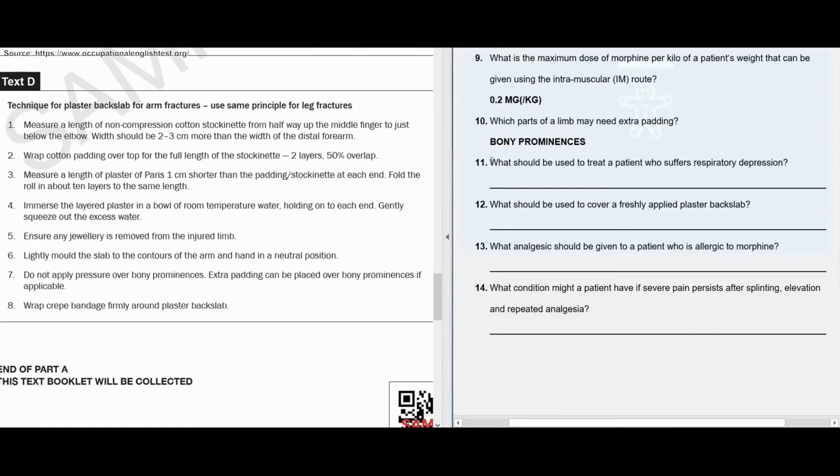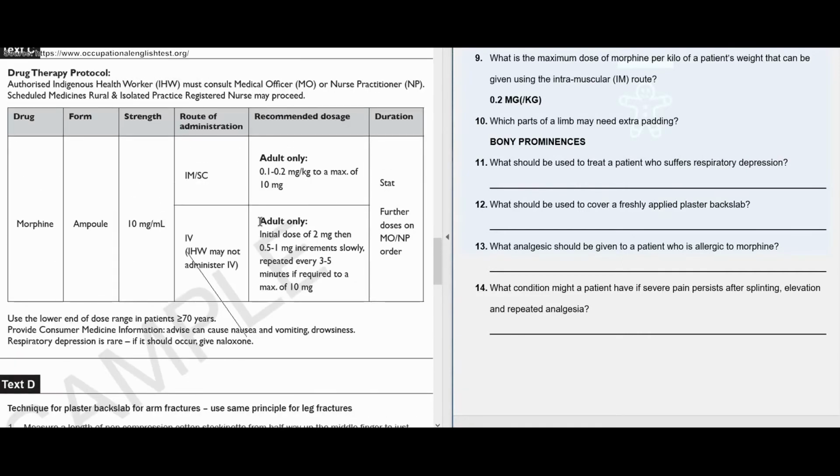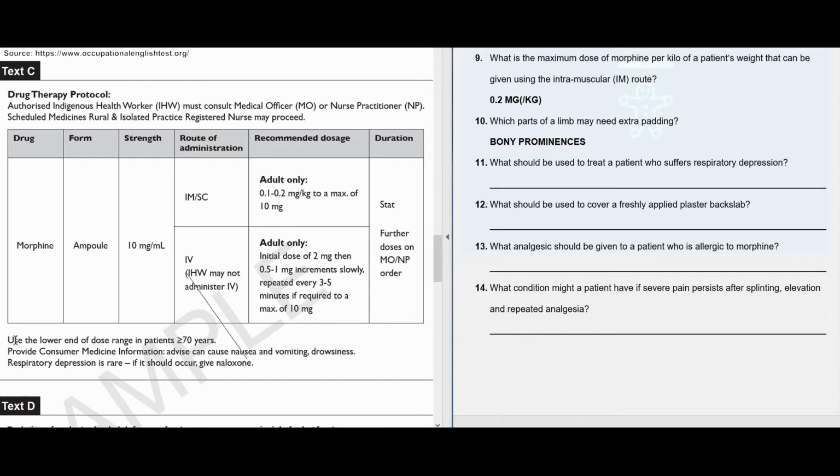Now question number 11. What should be used to treat a patient who suffers respiratory depression? Answer for this question can be found in text C, because it is related to treatment. So here in the last part, you may find respiratory depression is rare. If it should occur, give naloxone. So answer for question number 11 is pretty direct. Answer is naloxone.